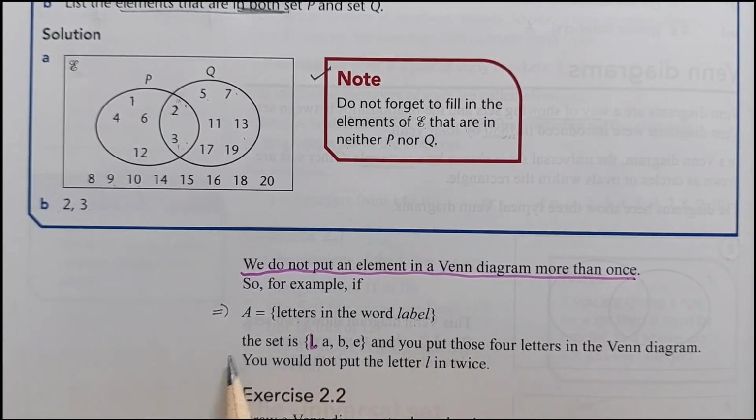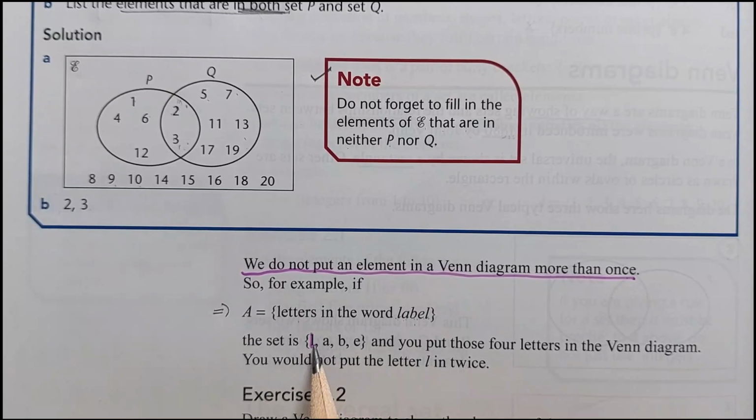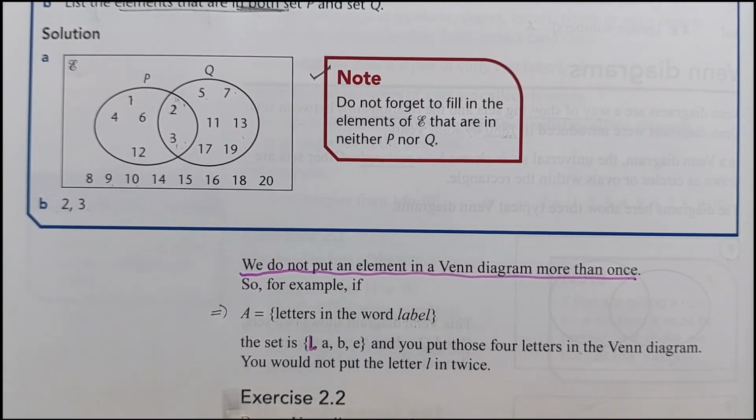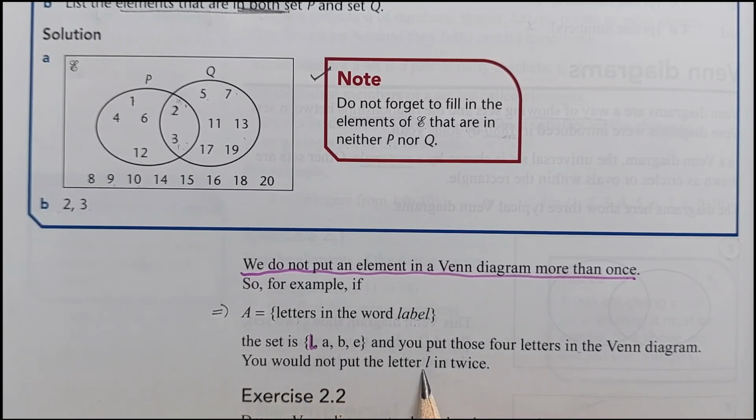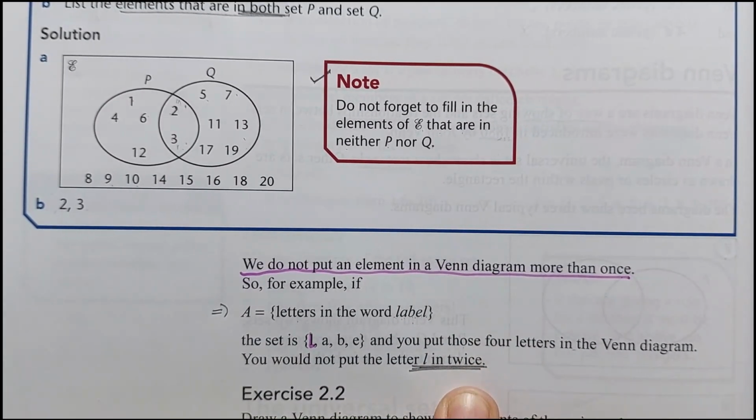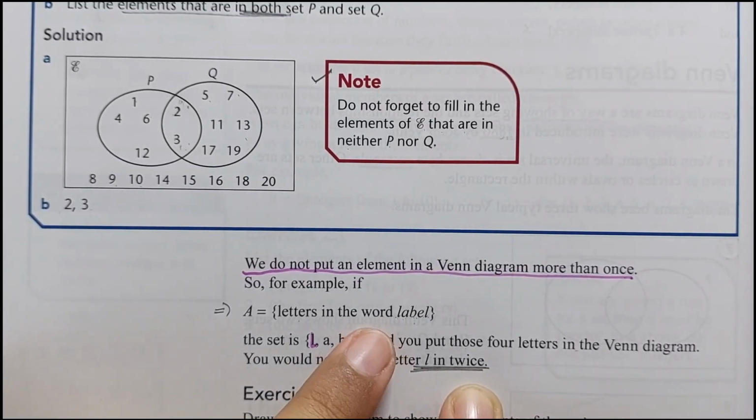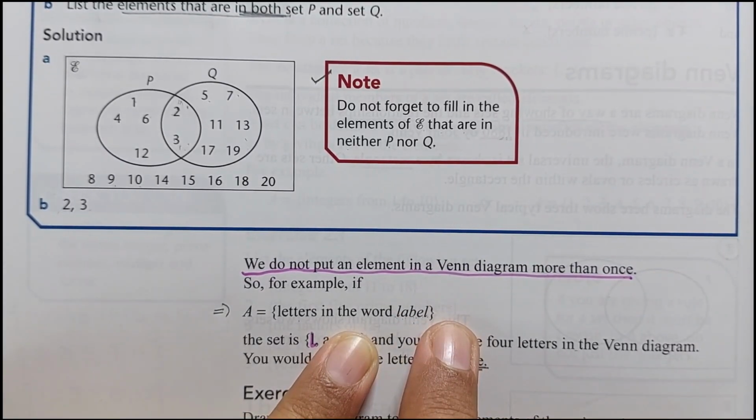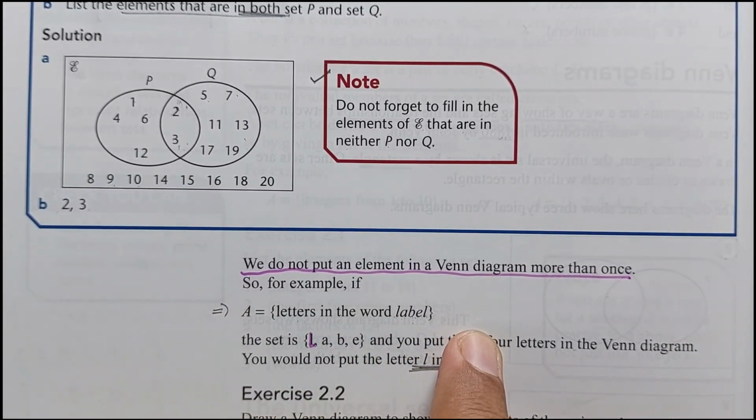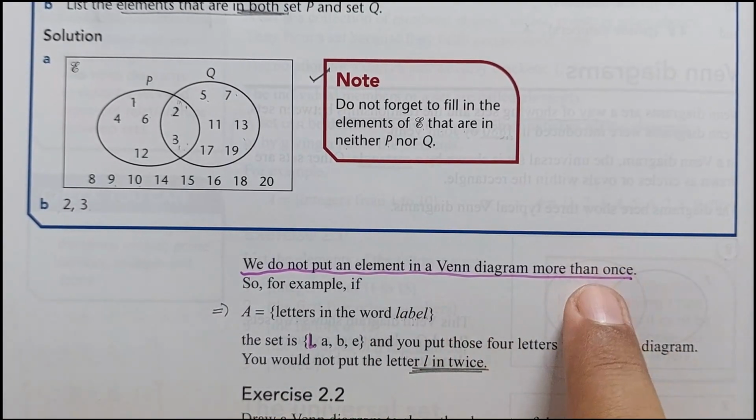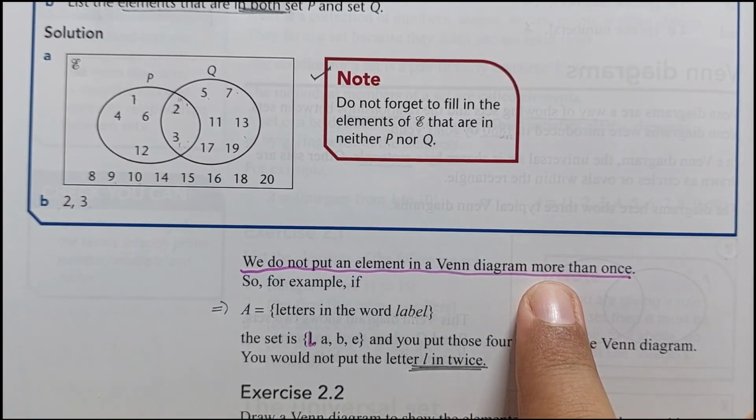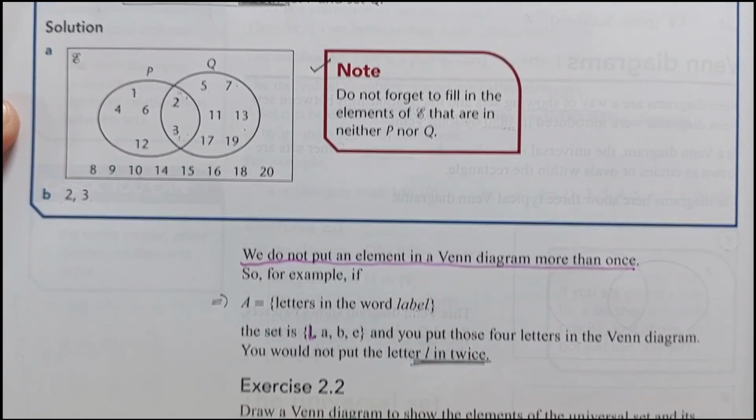So how can we write down the set? We can write down the set as L, A, B, and E. And you put those four letters in the Venn diagram. You would not put the letter L in twice. So this is the important point. Most of the students get confused that if you have 2 letters or 3 letters in a word, we can write it down twice or thrice. No, we can write it no more than once. Just once you have to write down that letter in the Venn diagram, not more than one time.